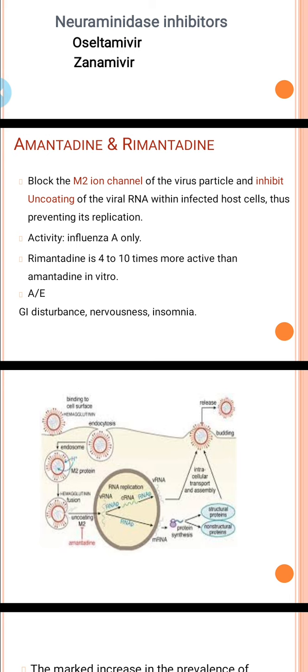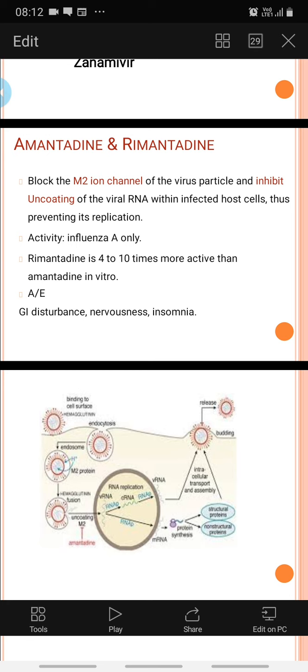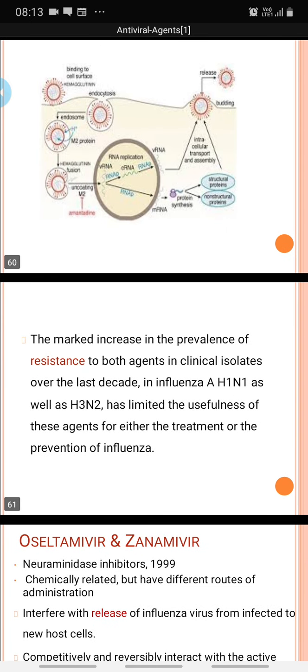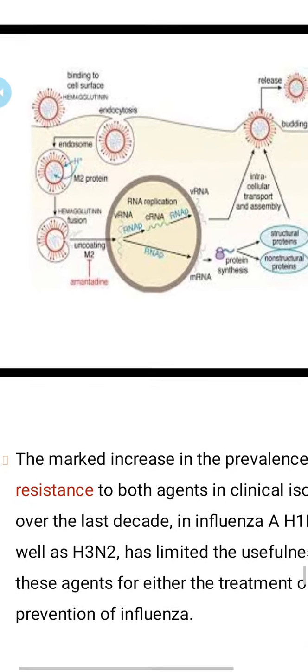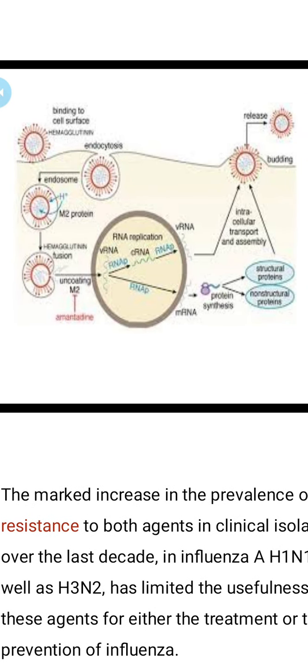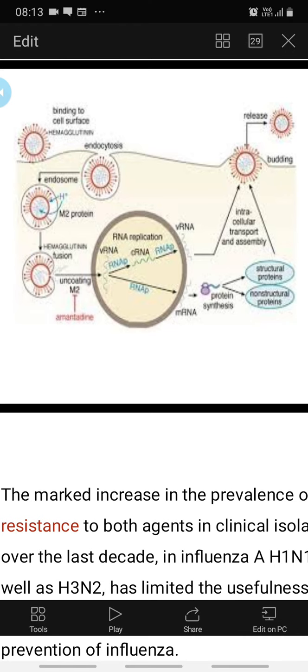Okay, so uncoating is the initial step. So penetration and uncoating both are inhibited by amantadine and rimantadine. Activity is against influenza A only. Rimantadine is more active than amantadine, and it can cause some insomnia or GI disturbance. Otherwise, it is well tolerated. Okay, so this is the structure, how influenza virus life cycle happens. So first there is binding of cell surface hemagglutinin. Then there is endocytosis of the cell, and there is M2 protein, which helps in the uncoating of the viral particles inside the host cell. Then there is RNA replication, and protein synthesis is done and structural protein is formed.